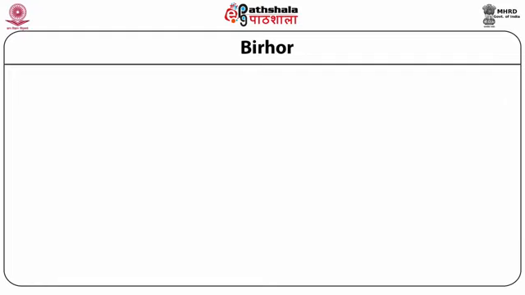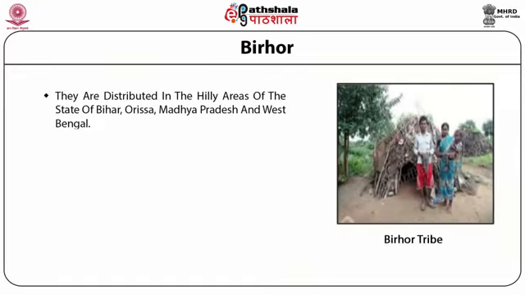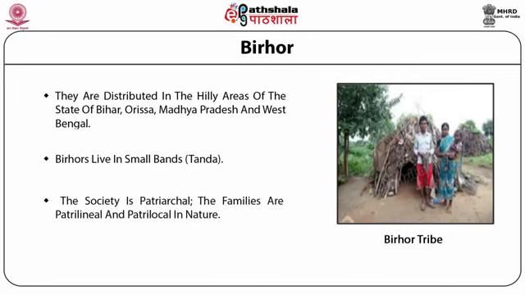Birhor tribe. The Birhors is mainly a nomadic tribe, but majority of them had settled down. They are distributed in the hilly areas of the state of Bihar, Orissa, Madhya Pradesh, and West Bengal. The word Birhor means people of the forest. Birhors live in small bands, Tanda, which consist of 2 to 24 families, belong to one or more clans. The society is patriarchal. The families are patrilineal and patrilocal in nature.